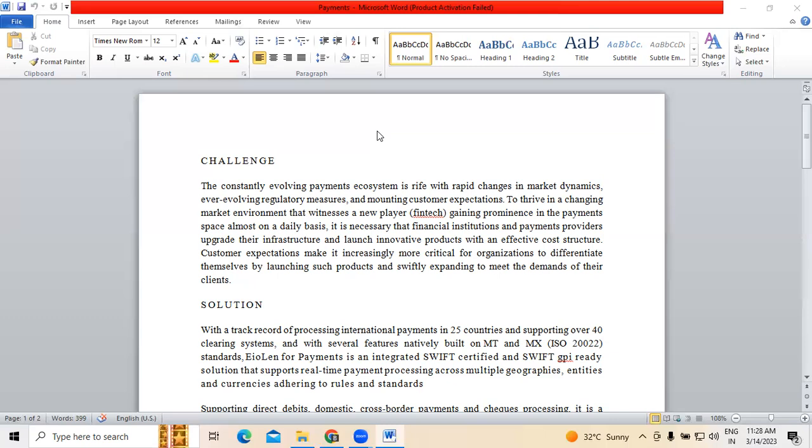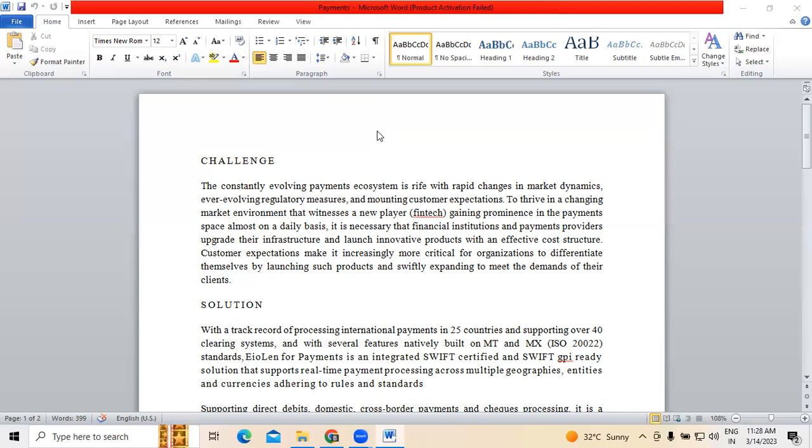Now, in this context, what is it that they have identified? They have identified that customer expectations make it increasingly critical for organizations to differentiate themselves by launching such products and swiftly expanding to meet the demands of their clients. So this is where most banking and financial organizations are facing a difficulty. I don't say it's a problem. It's a difficulty that customer expectations are increasing day by day, because as the market is so competitive, customer expectations as well as demands will also increase.